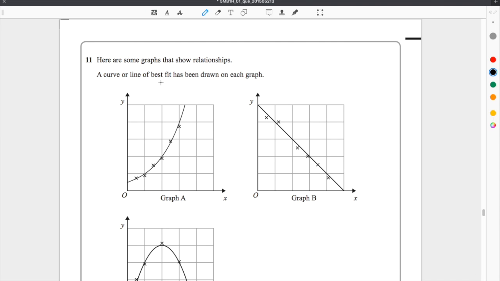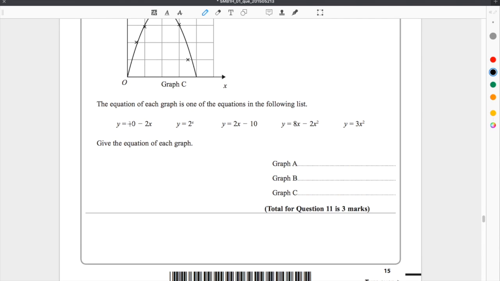A curve or line of best fit has been drawn on each graph. The equation of each graph is one of the equations in the following list. Give the equation of each graph. Right, okay. So we need to identify which one is which.